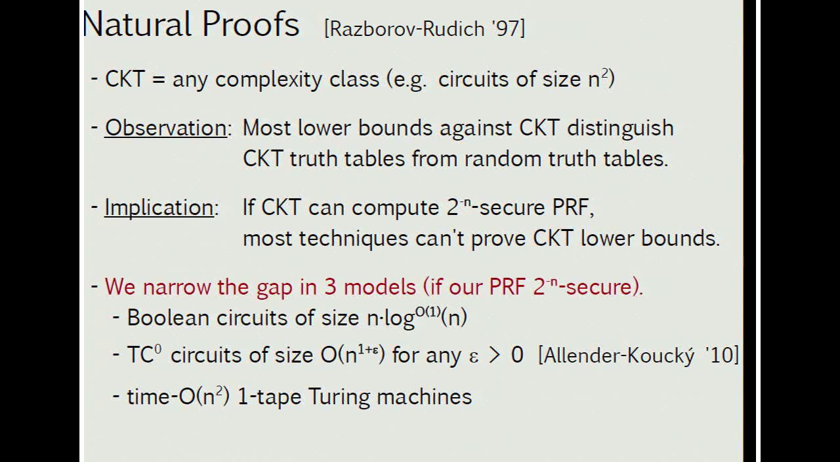We also have a candidate computable by TC0 circuits, so this is constant depth circuits with majority gates, of size n to the 1 plus epsilon for any epsilon. In particular, this is related to a plan of attack by Allender and Koucký for proving TC0 lower bounds. And we also show that a very natural generalization of AES is computable in quadratic time on single tape Turing machines, and quadratic time on single tape Turing machines is the best lower bound that we have for single tape Turing machines.